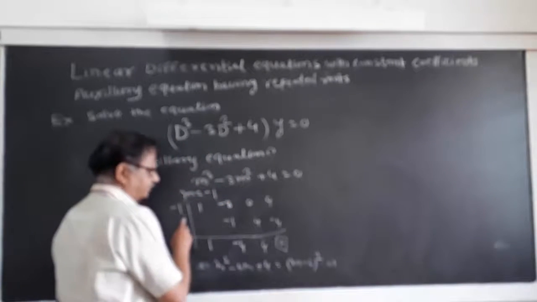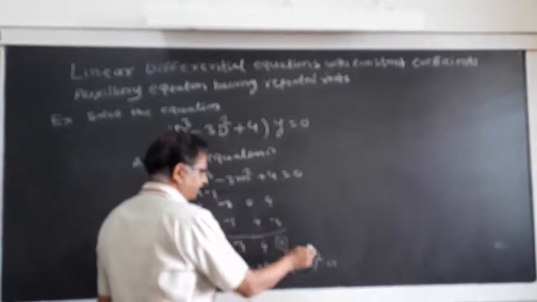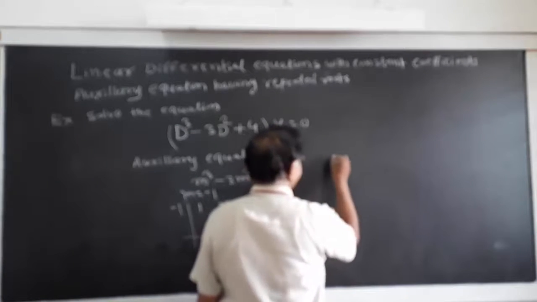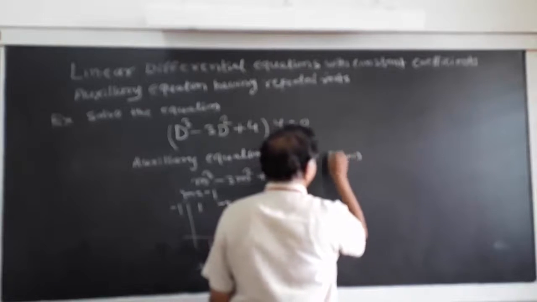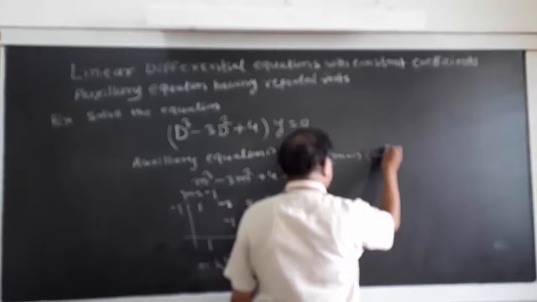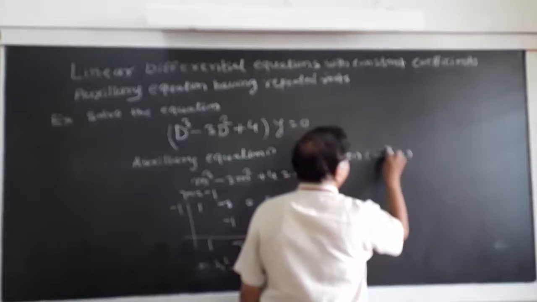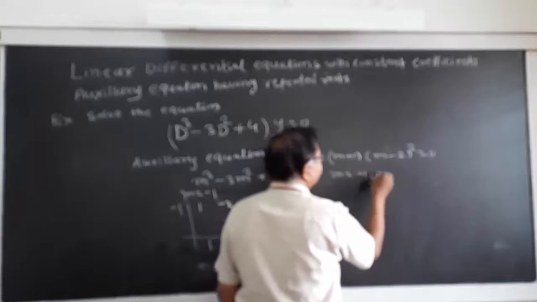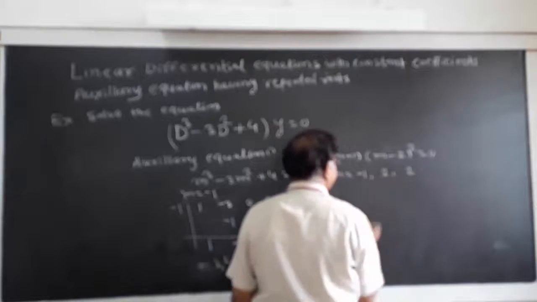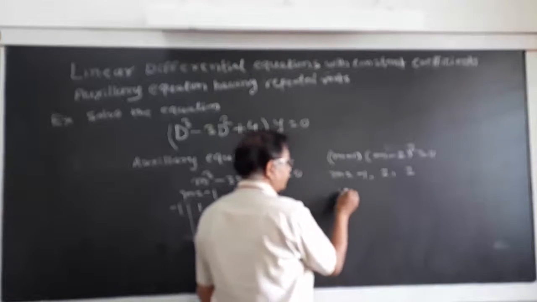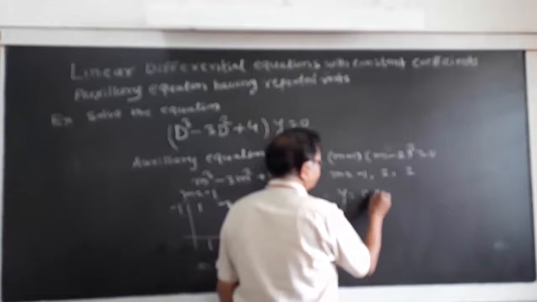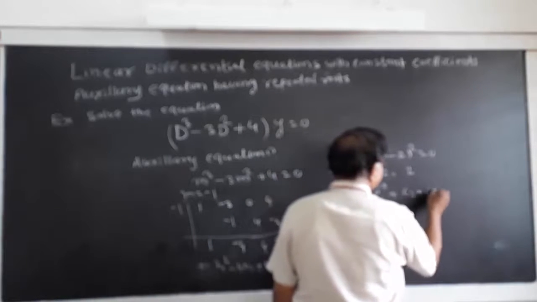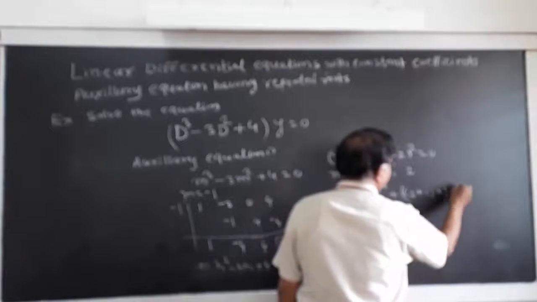Therefore, we can write m cube minus 3m square plus 4 as (m plus 1) into (m minus 2) whole square equal to 0. Therefore, m equal to minus 1, 2 and 2. Therefore, the general solution is y equal to c1 e raised to minus x plus (c2 plus c3x) e raised to 2x.